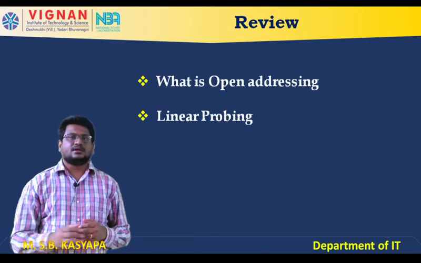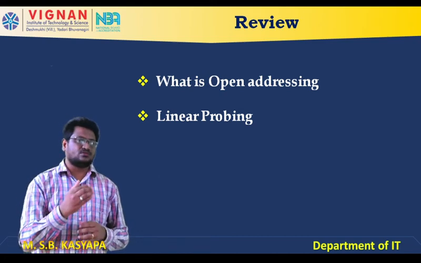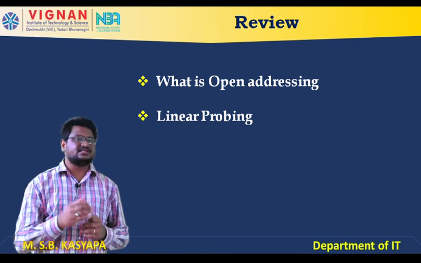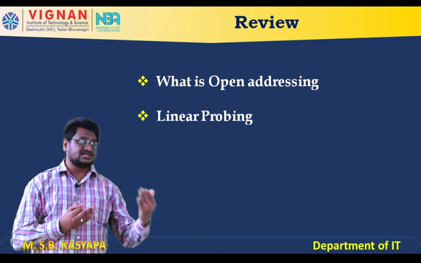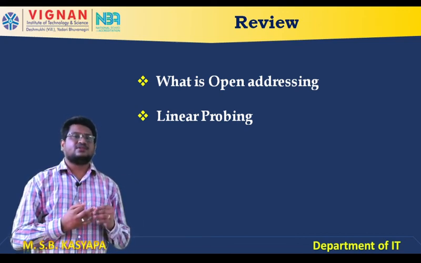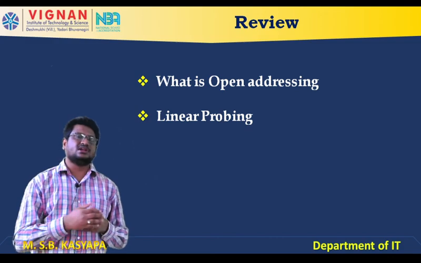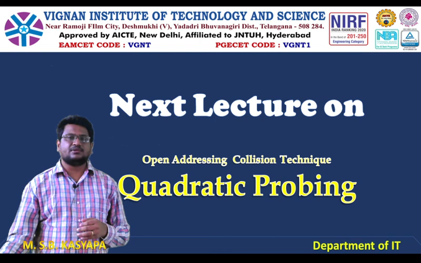Okay. So, let us conclude this session. In this we discussed what open addressing is, why we are using open addressing, and that open addressing contains 3 functionalities, those are linear probing, quadratic probing, and double hashing. In this lecture we discussed linear probing. Okay. In the next lecture we will discuss quadratic probing. Okay. Thank you.